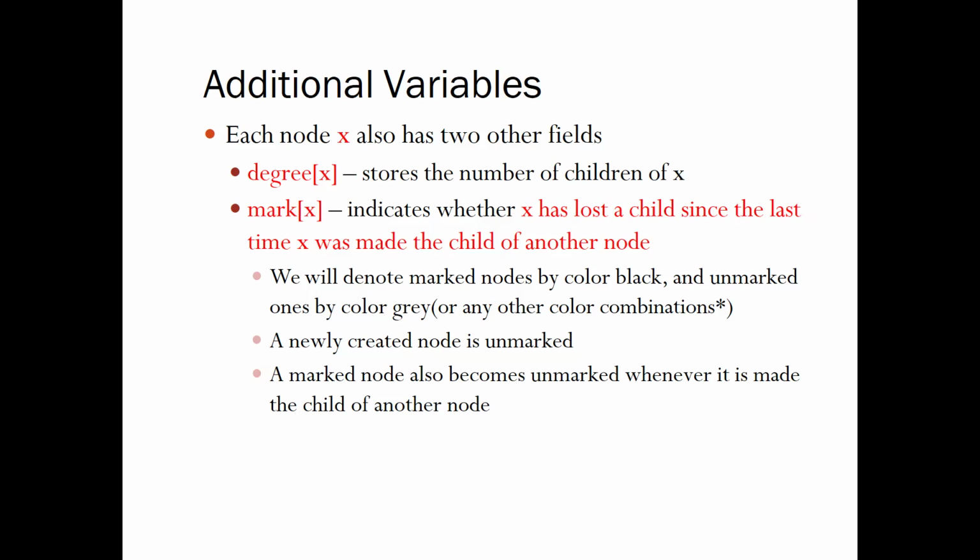Now, mark of X. This is a very important concept because it pertains only to Fibonacci heaps. In order to understand this, we need to move to the algorithm, but I'll just tell you what it basically means. It indicates whether X has lost a child since the last time X was made the child of another node.